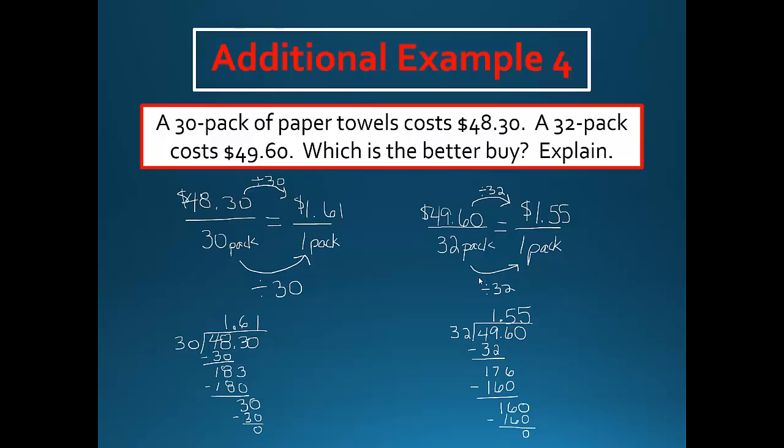So for the 30-pack, it's $1.61 per pack. And for the 32-pack, it's $1.55 per pack. So the better buy would be the 32-pack of paper towels for $49.60 because it is cheaper per pack.